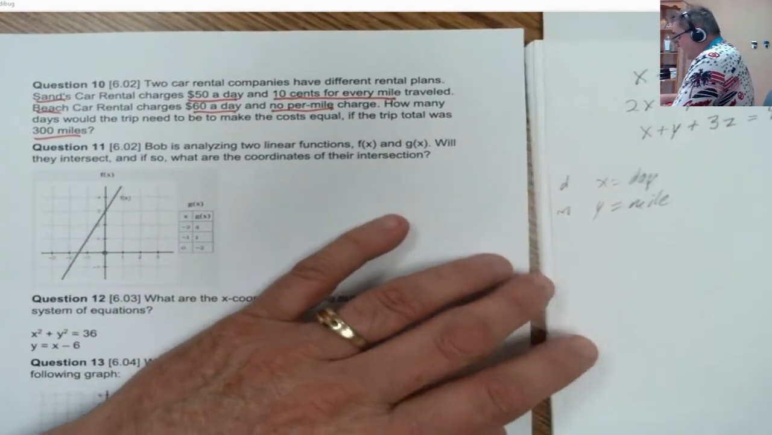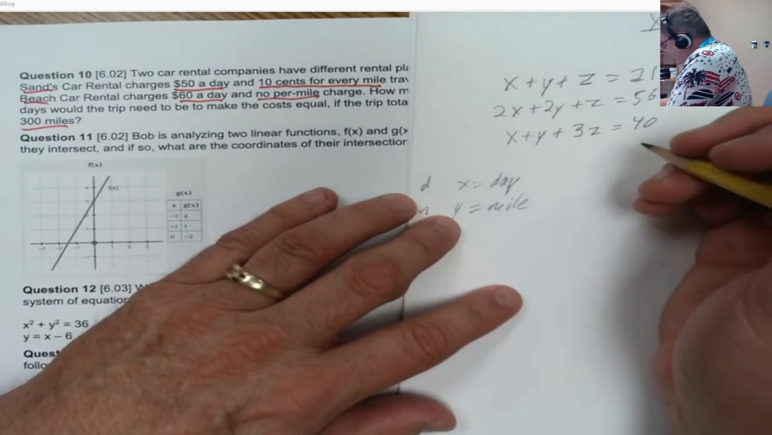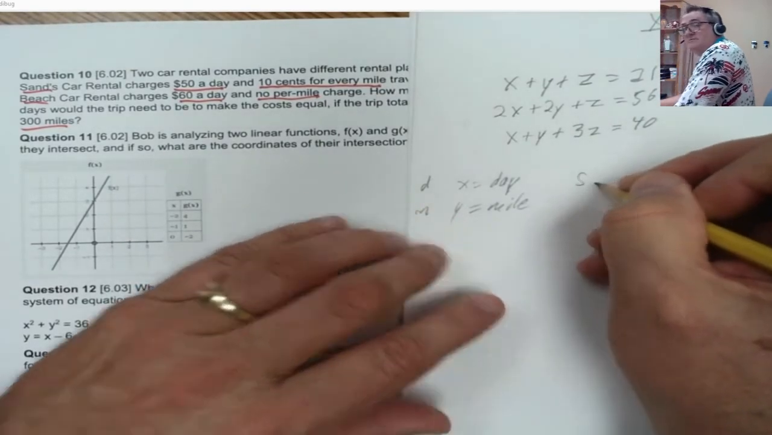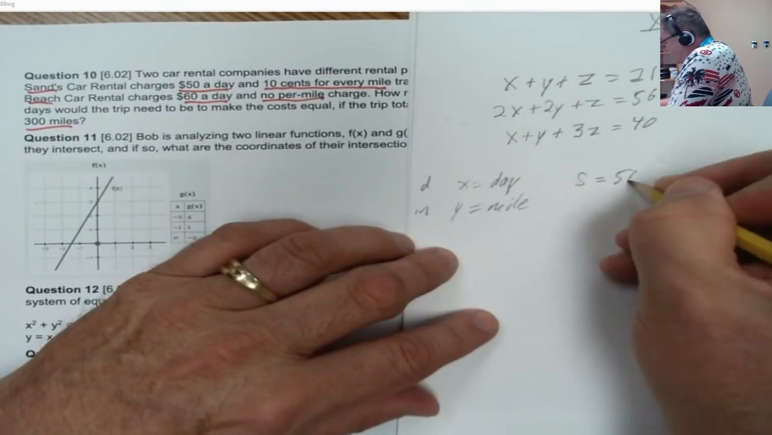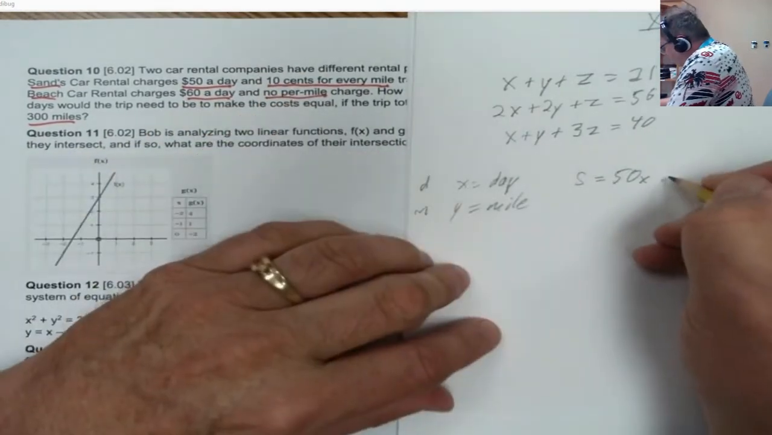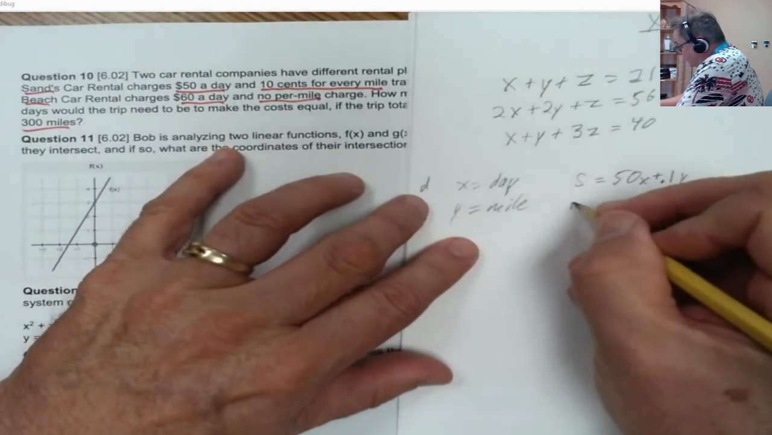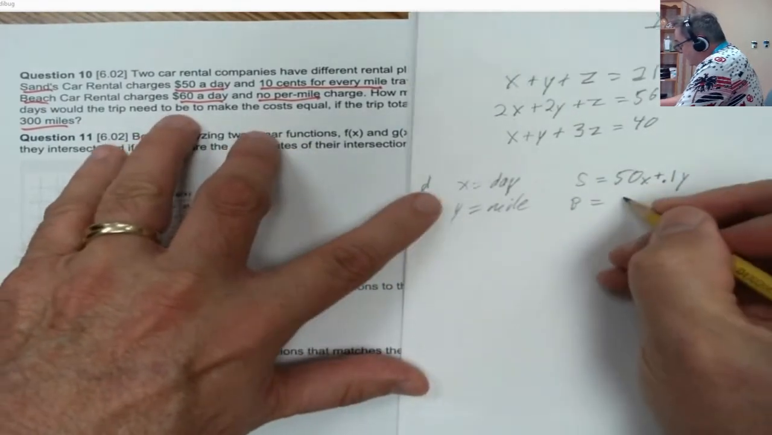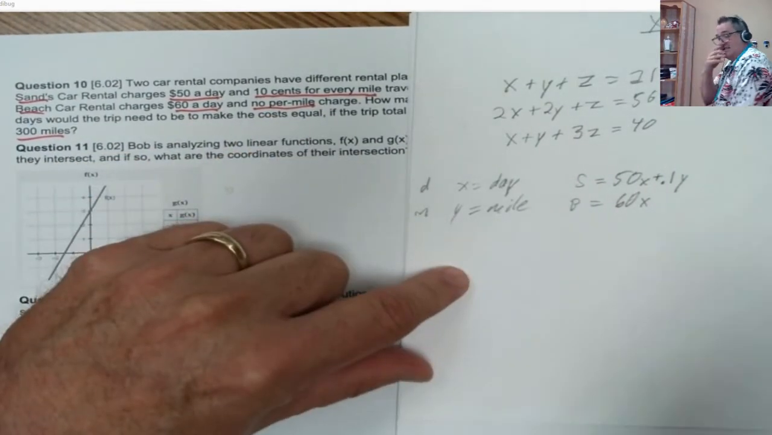So we set up 2 equations. For the first one, the cost would be for Sands. I'm going to use S, Sands, is how much, a dollar? 50x, $50 a day, and then 10 cents. So that's 0.1. It's not a 1. 1 would be $1. 10 cents for every mile. So the 50x plus 0.1y. And then the other one, Beach, charges 60x and 0 per mile, right? So 0y, we don't have to write that because it's a 0y.